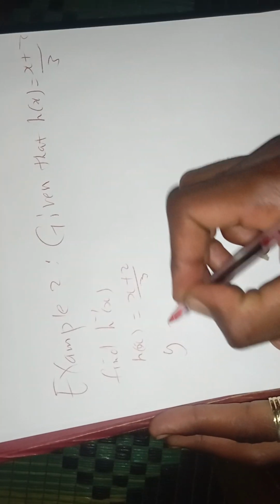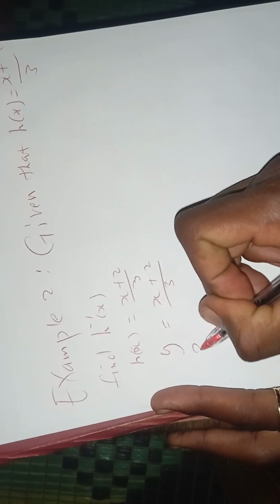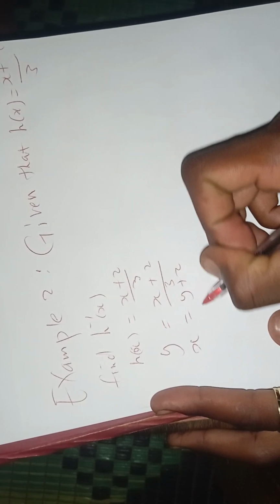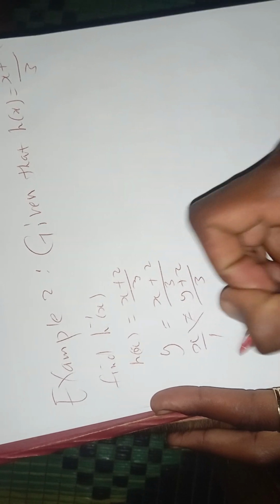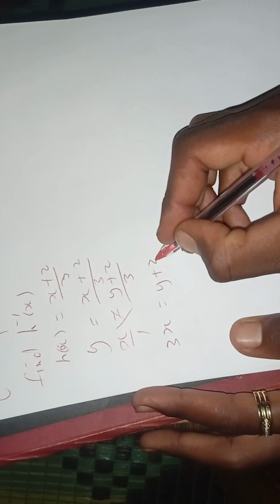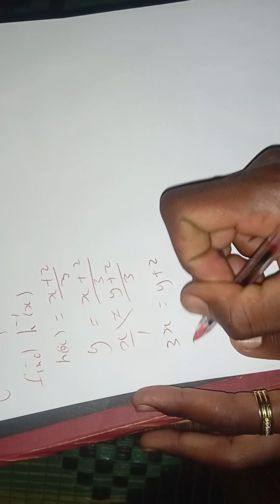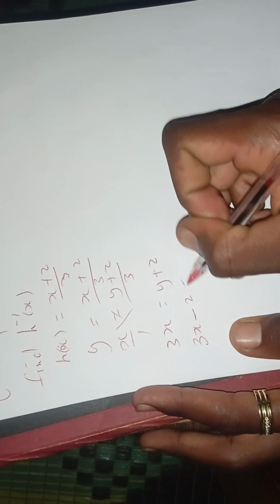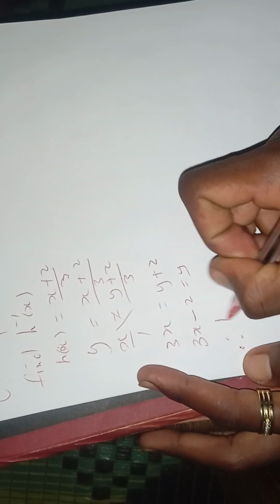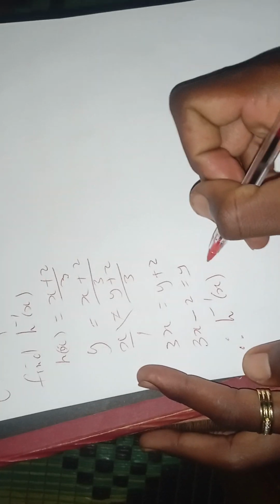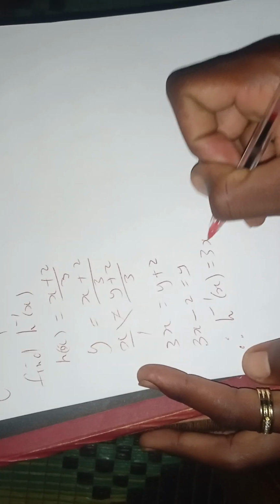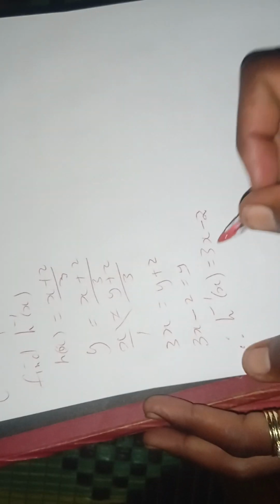and then we are going to write y is equal to this function. Then we interchange x and y positions. Then we introduce a fraction. We cross multiply. This gives us 3x is equal to y plus 2. Then we make y the subject of the formula by saying 3x minus 2 is equal to y. So the inverse function of h of x is equal to 3x minus 2. So this is how to find the inverse of the function.